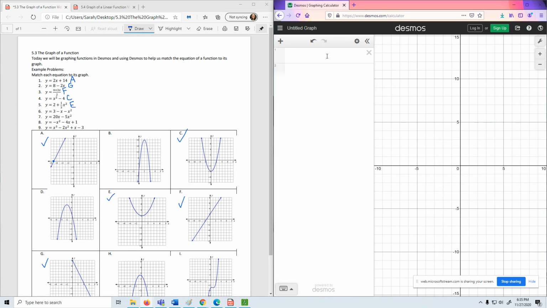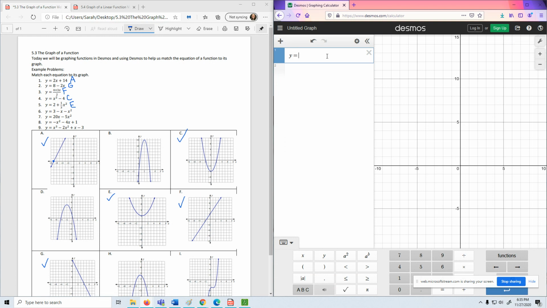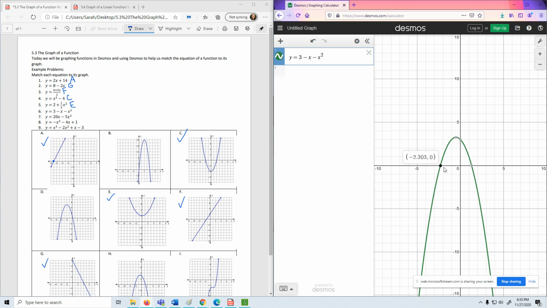Number 6, y equals 3 minus x. To get that exponent 2, hit the squared button. We have an upside down parabola. And let's look at where this one is kind of situated. It's crossing the x-axis between -2 and -3, and again between 1 and 2. That's exactly what I have happening in letter H. So number 6 is H.